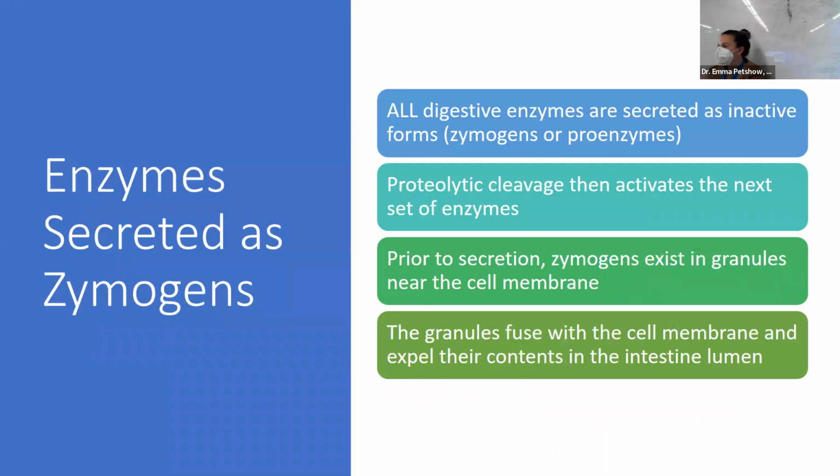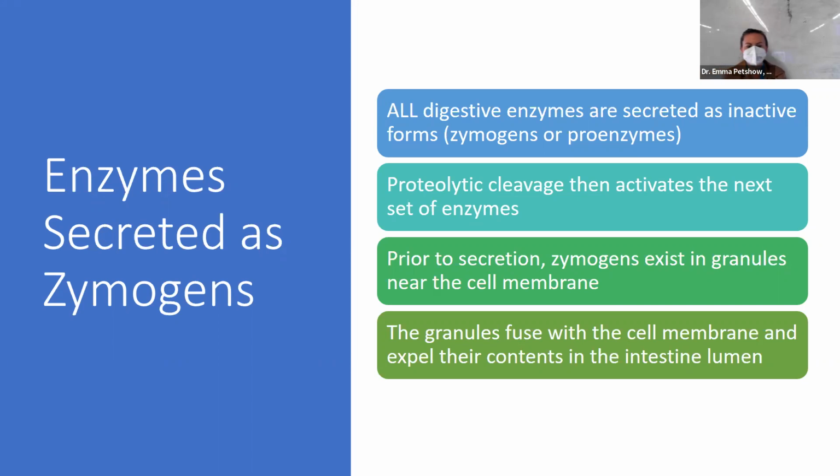So the majority of your digestive enzymes, proteases, lipases, amylase, are going to be secreted as inactive forms. There's one that doesn't, the one that's secreted in its active state. The inactive forms are called zymogens or proenzymes. So if I'm referring to something as a zymogen or proenzyme, I'm talking about its inactive form. There's some type of conversion step that has to take place for it to become active.